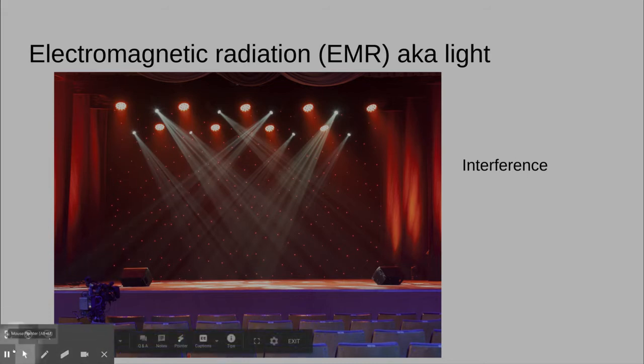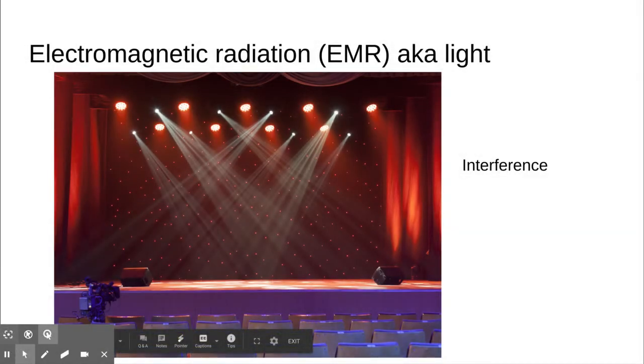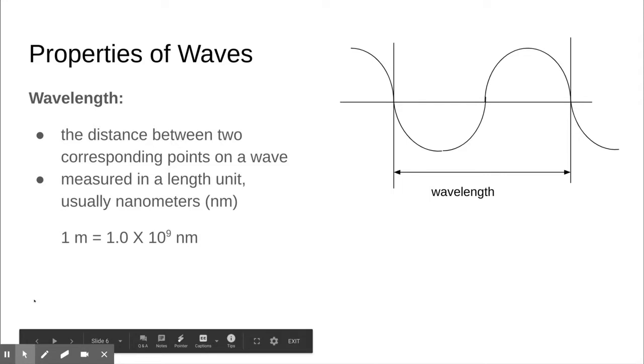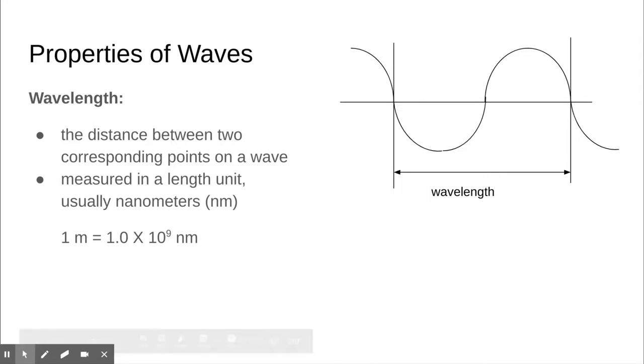So these are all things that light can do that way. We've always thought light is a wave. It has these properties of a wave. So let's talk a little bit more about waves. There's two main properties of waves that we want you to know.